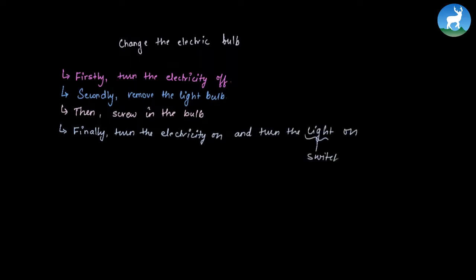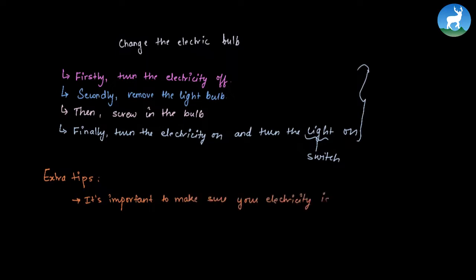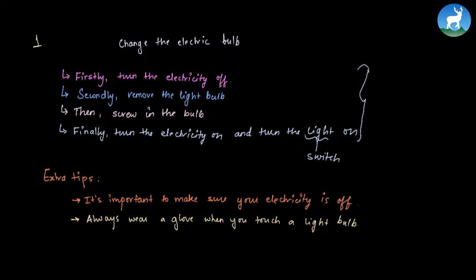So this is an example, an instruction to change the electric bulb in your ceiling. You can give some extra tips as well. So the extra tips, you could mention, it's important to make sure your electricity is off. This is because you do not want the current to flow in your body. Also, the other tip could be always wear a glove when you touch a light bulb. So this is the first example of how to write an instruction.